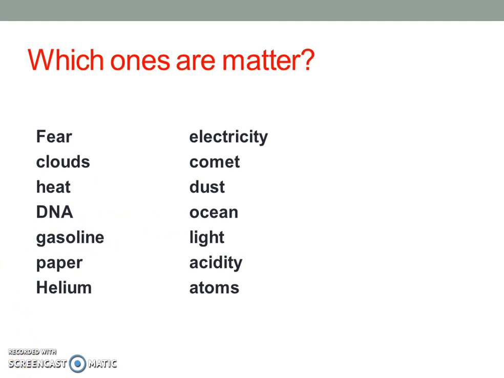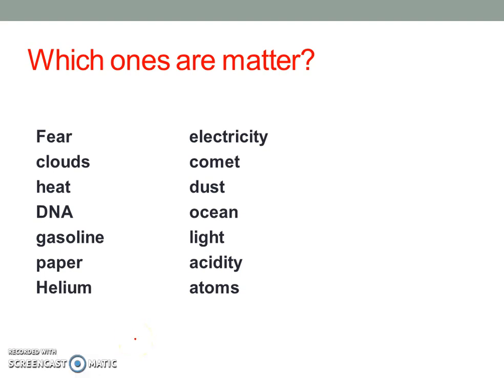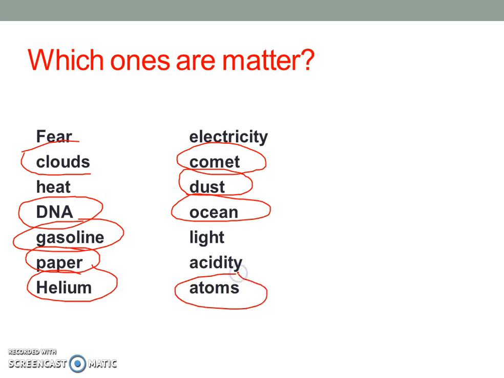Alright, so I'm going to just circle the ones that are matter here. So things like clouds, a comet, dust, the ocean, DNA, gasoline, paper, helium, atoms, any of these things that are actually tangible. They have mass, they take up space. These are all examples of matter. Things like heat, electricity, light, those are not matter.